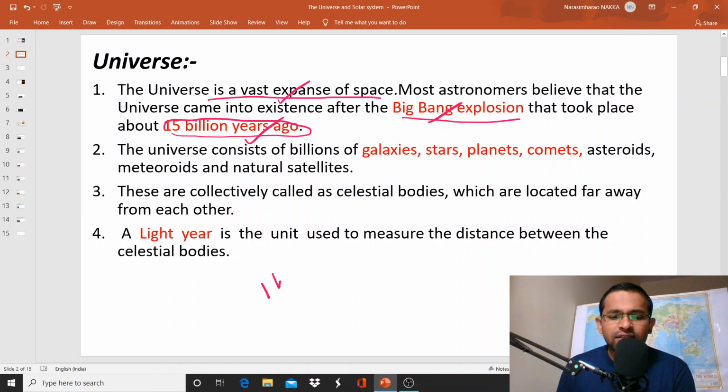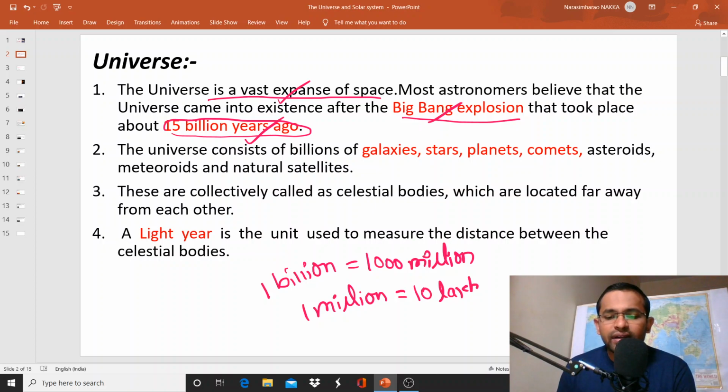I think you know that 1 billion is equal to 1000 million, and 1 million is equal to 10 lakhs. That means 1 million years means 10 lakh years. So just imagine the age of the universe and its elements.